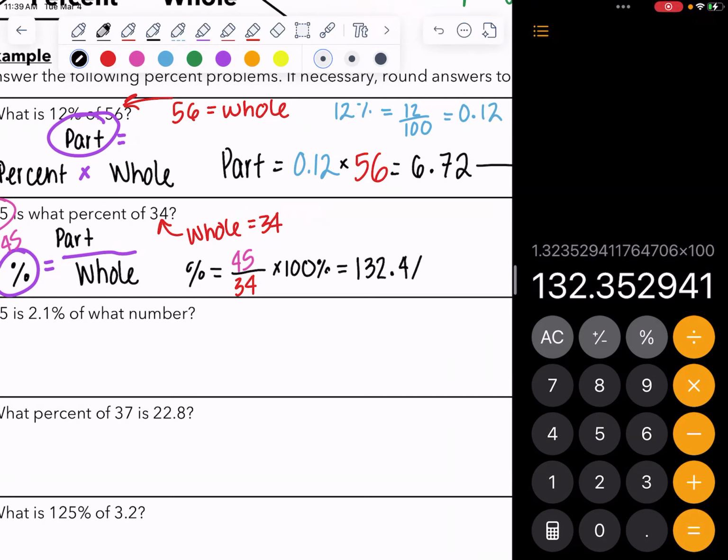132.4%. So if I had rounded the 1.3 number, I would be rounding before making it into a percentage, which would mean that I would end up rounding too much. I would have ended up having the answer 130% when I really want my percent answer to have a tenth of a percent in it. And then that's your answer.